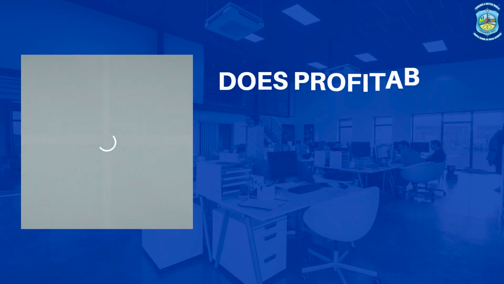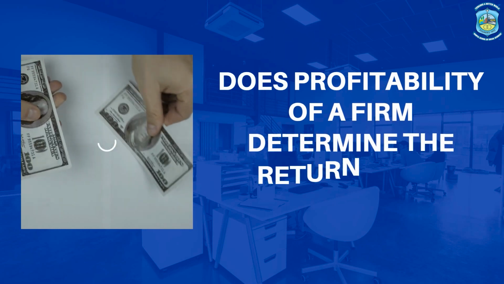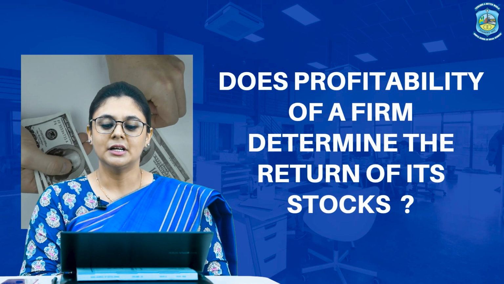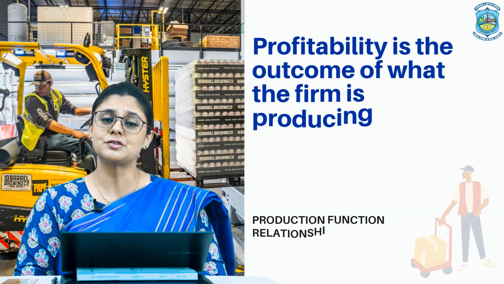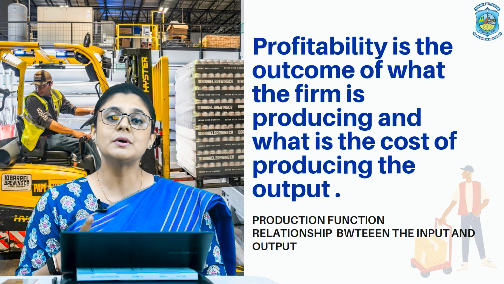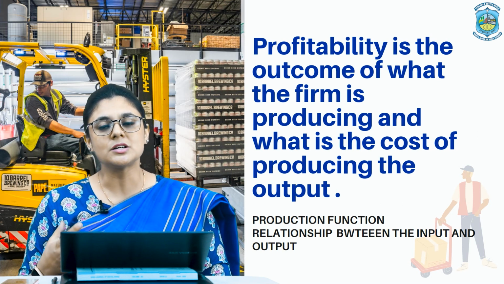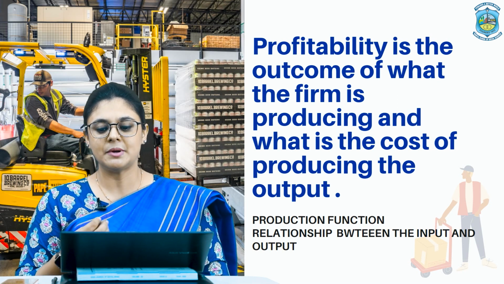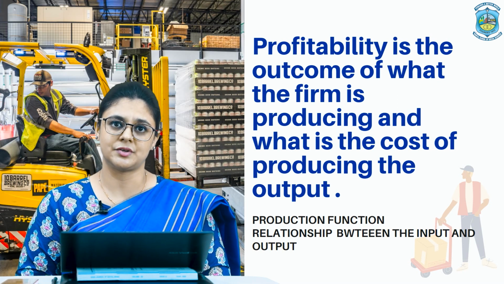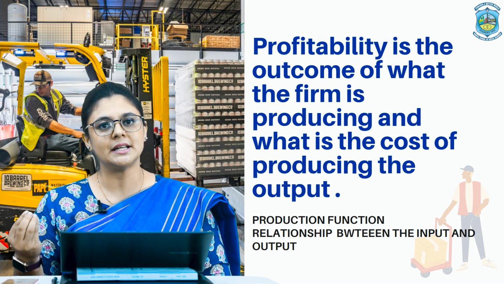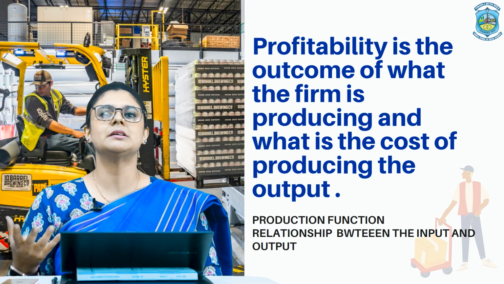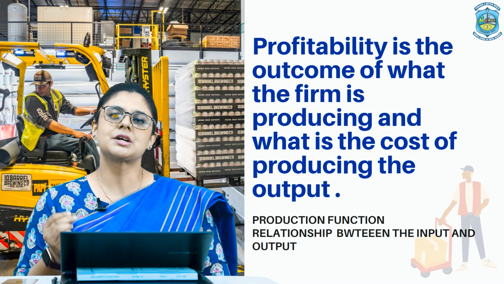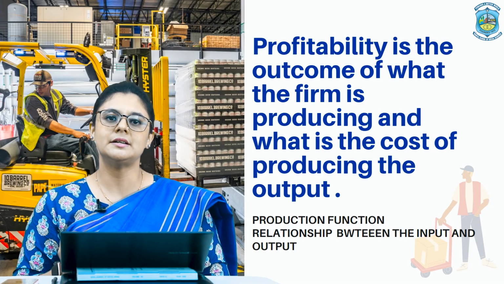Now let's take the last example of the module. Does profitability of a firm determine the returns of its stocks, right? Now, the profitability of the firm depends on what? It depends on how much the firm is producing and what is the cost of production. Production function is the technical relationship between the input and the output of an industry. So therefore, with the help of data analytical tools, statistical tools, and mathematical tools, we will be able to determine the optimum production function for a particular industry.